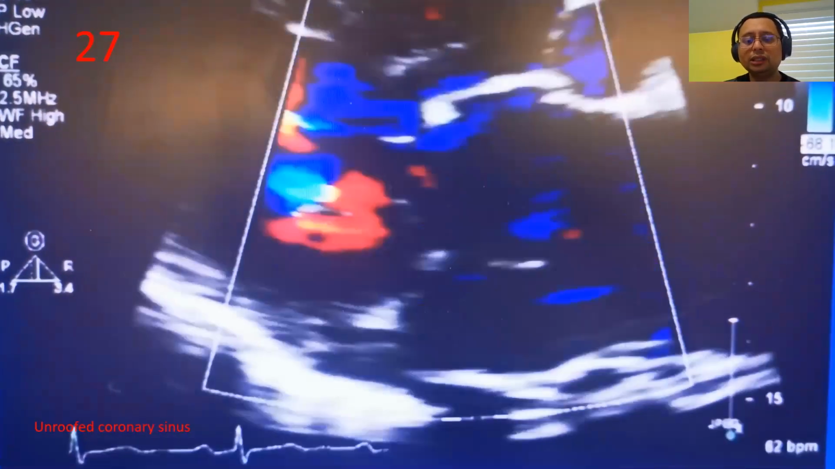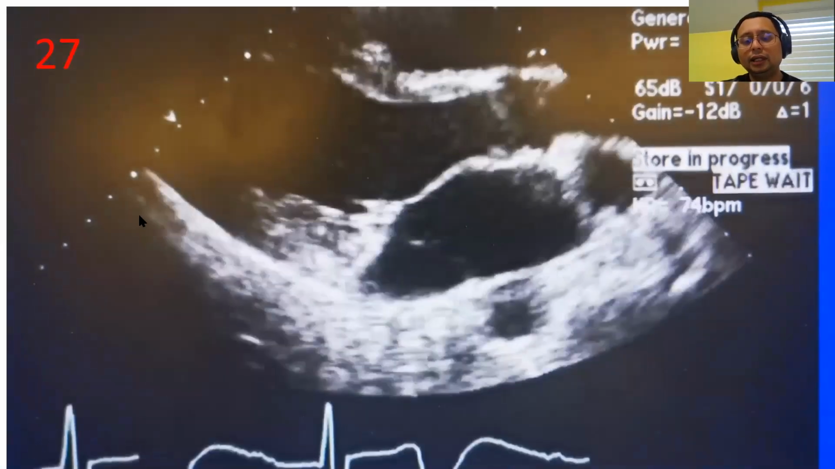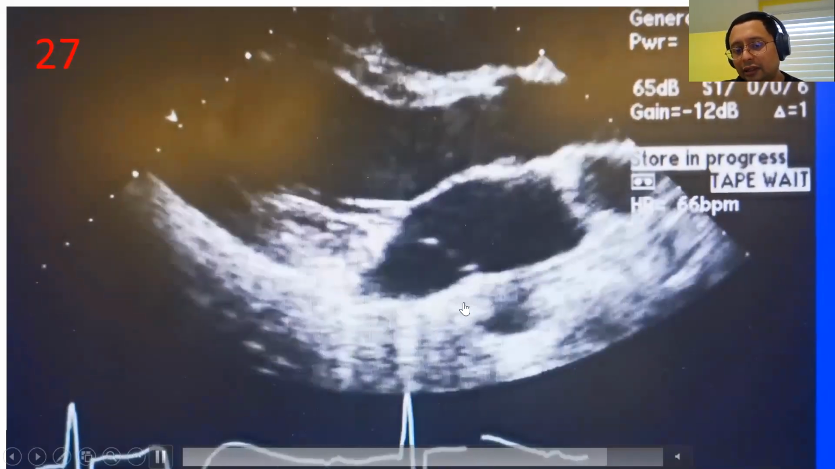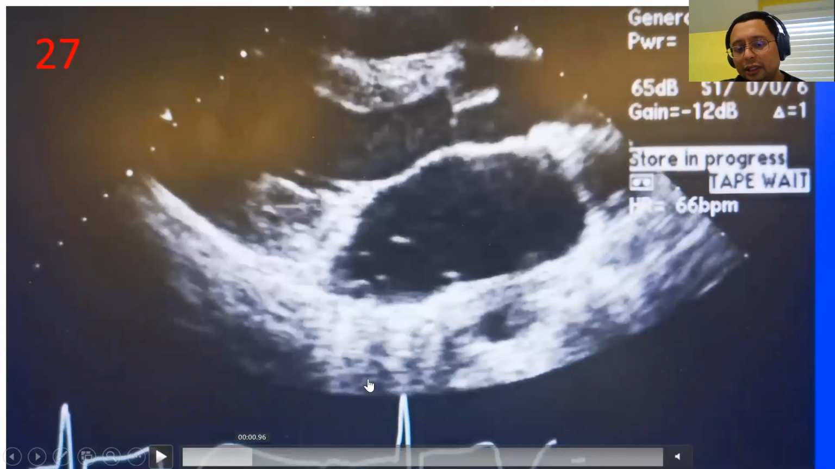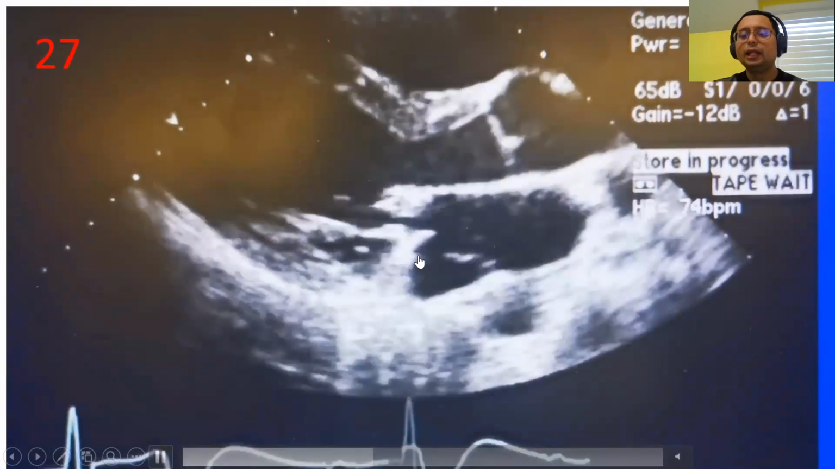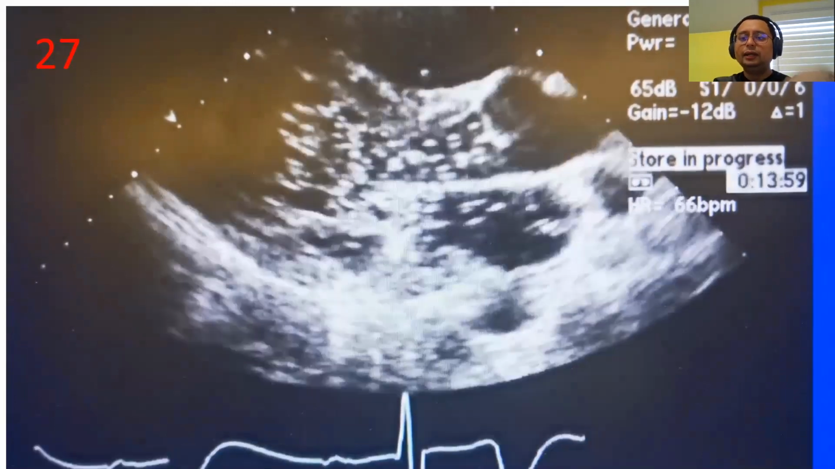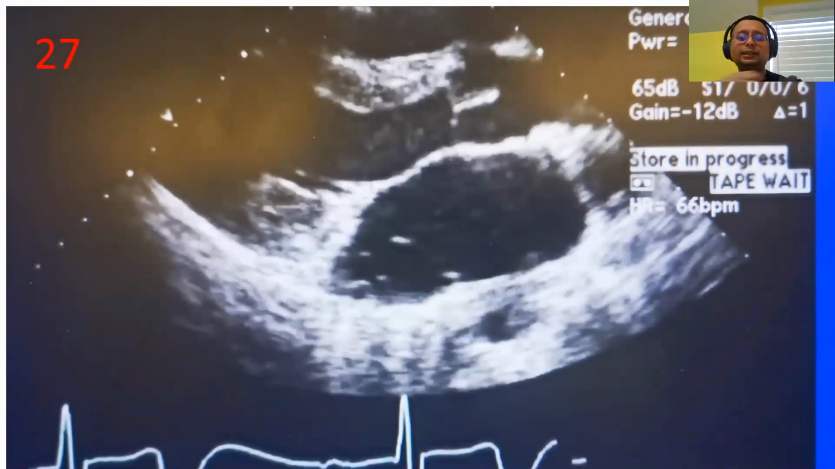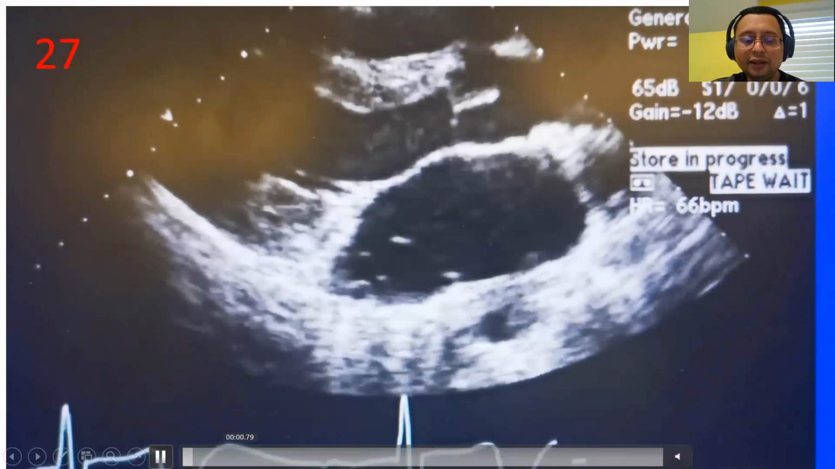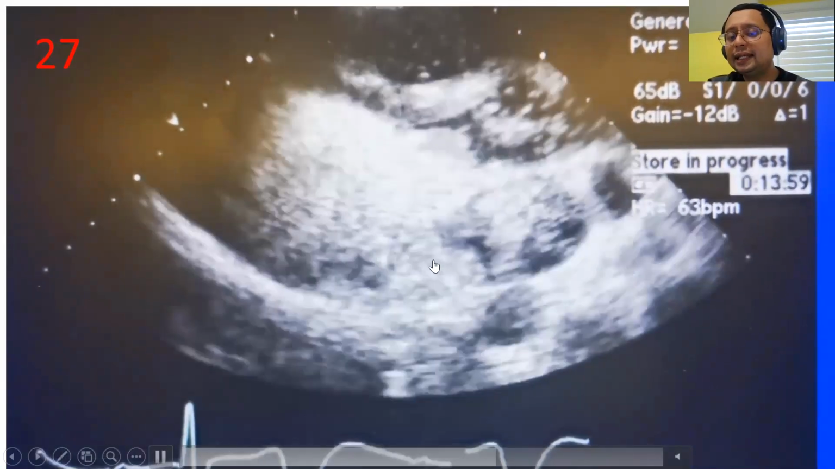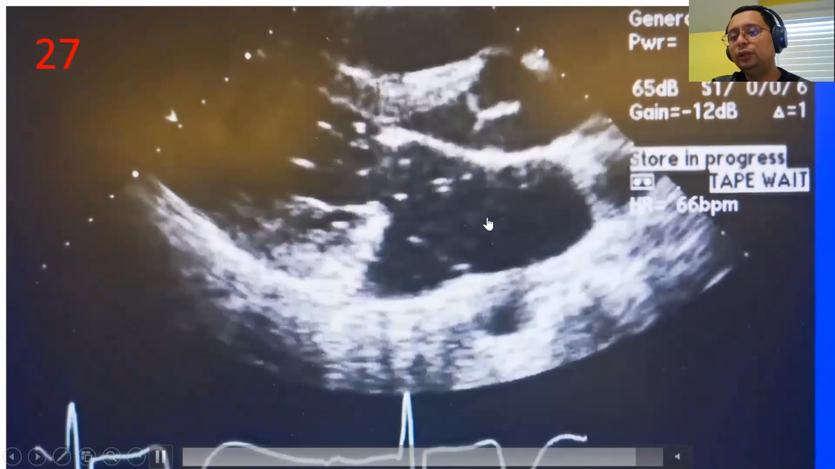So this is an example of someone with unroofed coronary sinus. In a patient with unroofed coronary sinus, this is where you see the dilated coronary sinus. Okay, you can see the dilated coronary sinus. When you put agitated saline in the left brachial vein, the agitated saline will go through the persistent left superior vena cava into the dilated coronary sinus. If the CS is unroofed, it also will go into the left atrium.